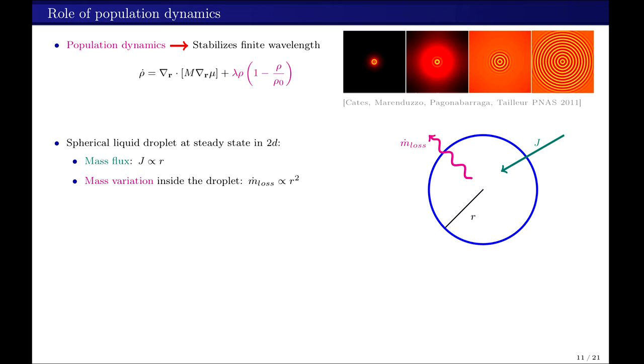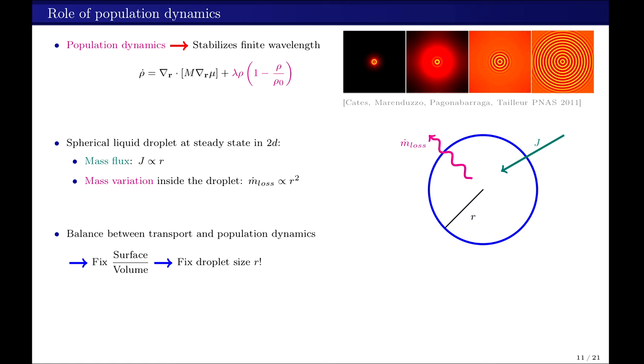So why does it stabilize a finite wavelength? Because now you have two competing mechanisms for the formation of the liquid. First, you have the mass flux, all the particles coming inside a liquid droplet, for example. This flux is proportional to the surface of the droplet, so in 2D that will be proportional to the radius. But at the same time, inside the droplet, you have mass variation, a loss of particles due to this term here, and this will be proportional to the volume of the droplet. The competition between these two terms is what stabilizes a finite size. In particular, it fixes a ratio between the surface of a droplet and its volume, and so it fixes a particular size.